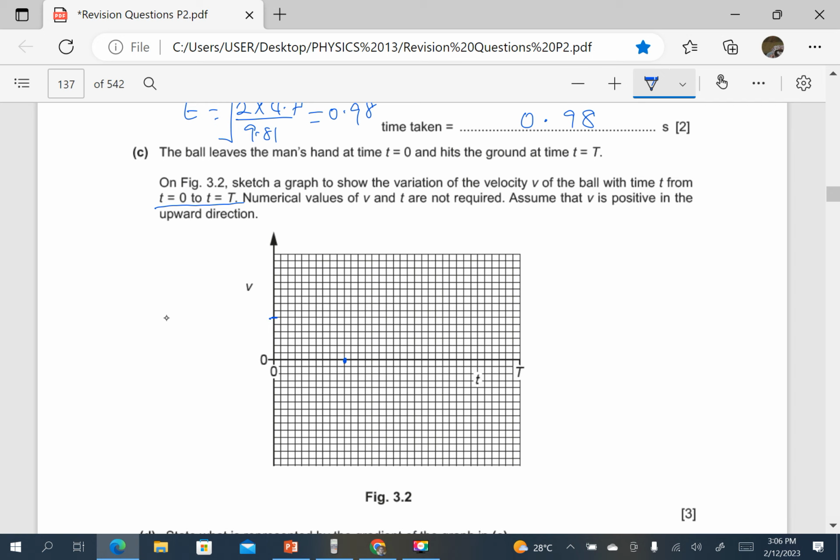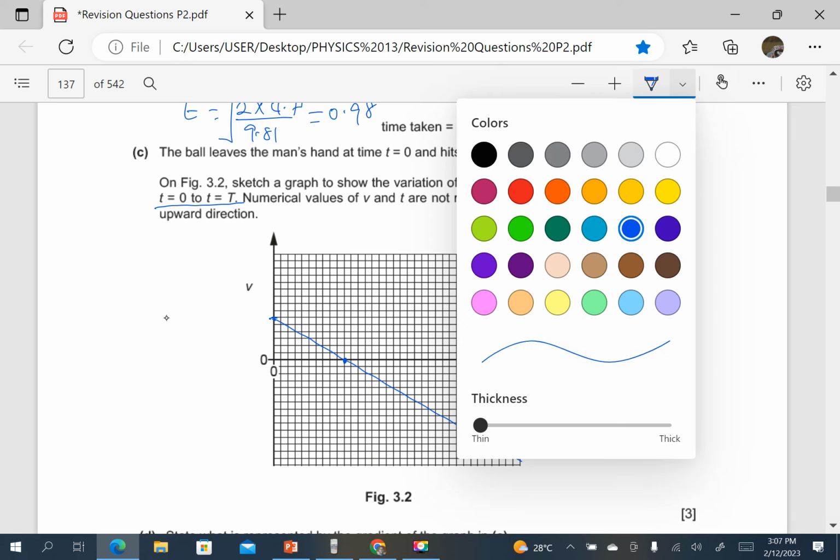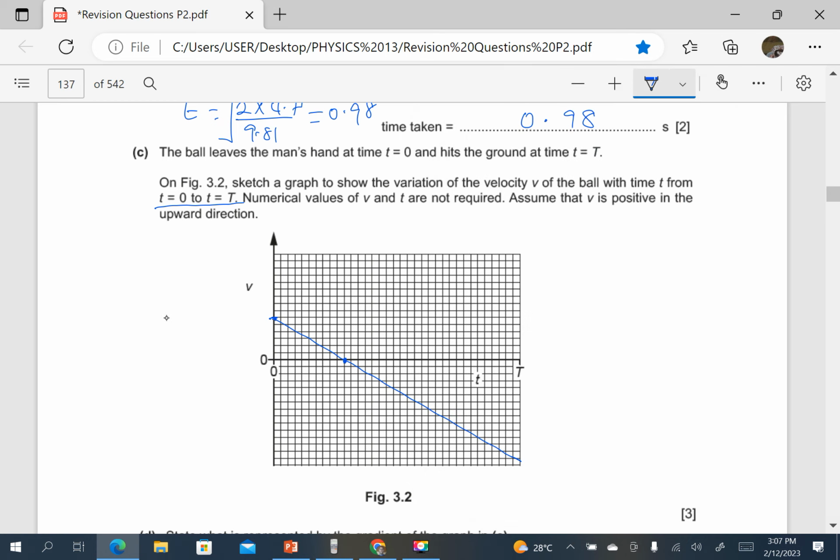So I'm going to draw a graph which crosses the x-axis. Since it falls below the point of projection, its velocity continues increasing until it reaches the ground. So it hits the ground with a higher velocity than the one it started with when going upwards. So I'll draw a line which stops at a higher value of velocity at capital T. So that could be my graph. I think we have done a similar question before. Okay, so that will be our graph.